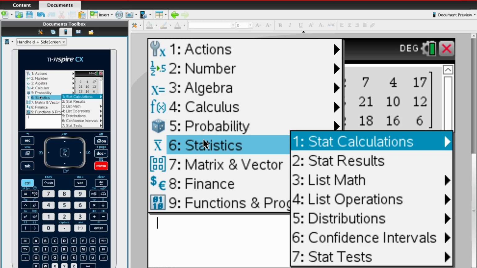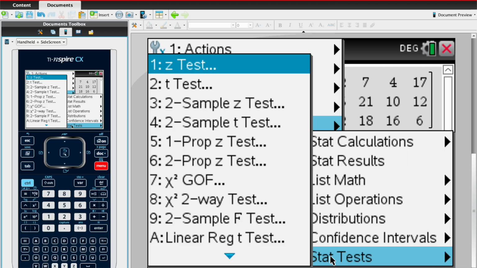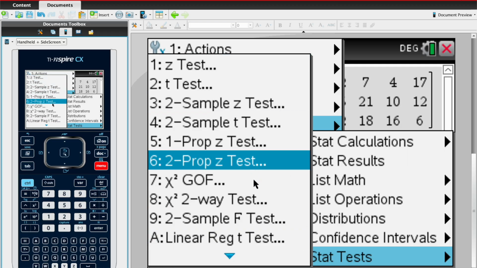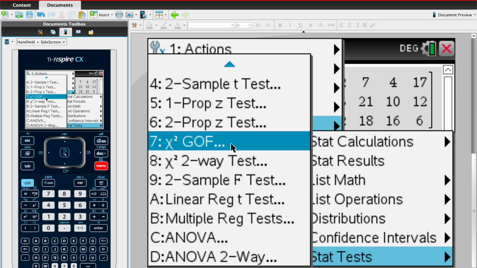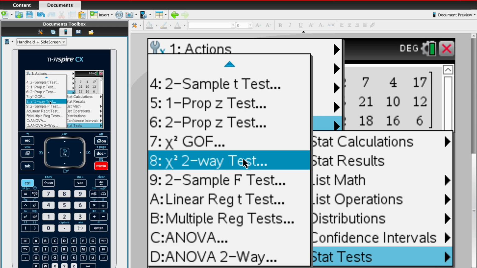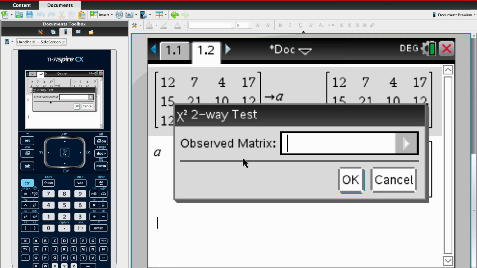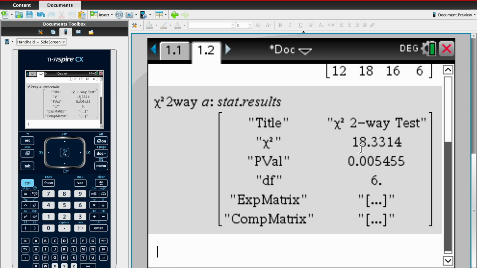So we'll go statistics. We'll run stat tests. In this case, we want the chi-squared two-way test. So we don't want to run a goodness of fit. We want to run a two-way test. All right, the observed matrix, we called it A. It's the only one that should be available. There it is. And here we go. Here's our chi-squared test statistic, and there's our p-value. I think they're only asking for the chi-squared test statistic, but these things are related.